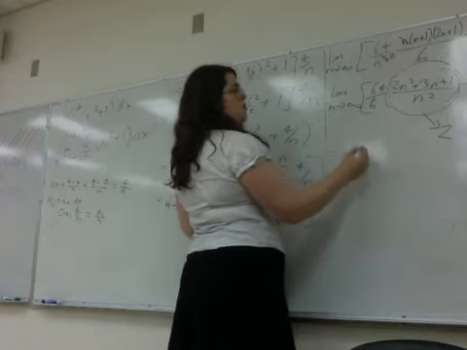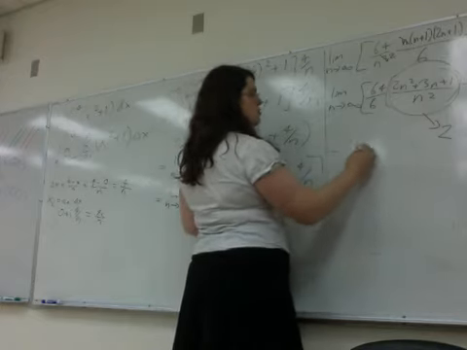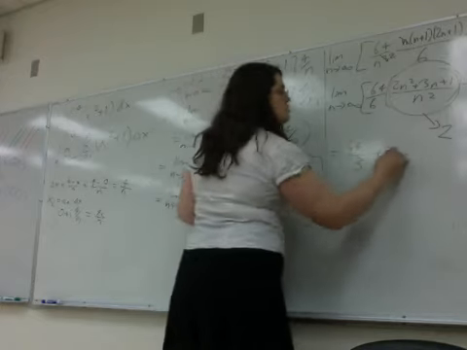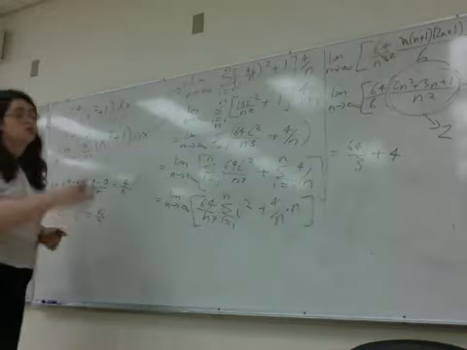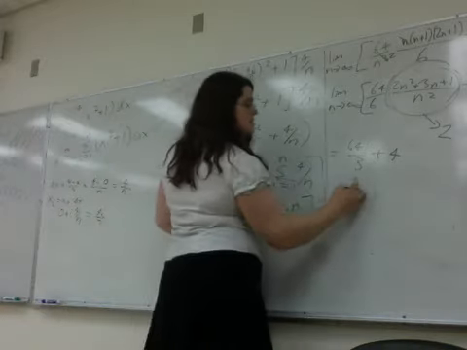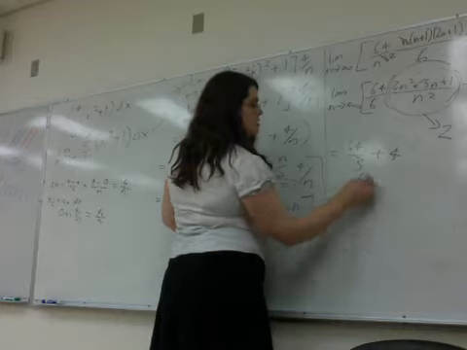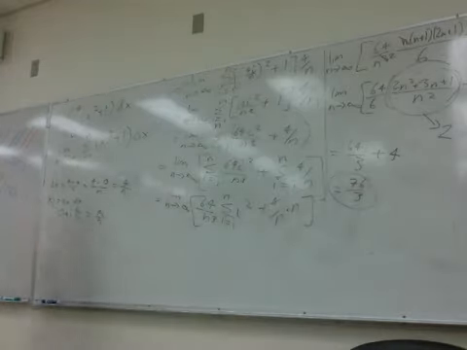So 64 over 6 times 2 gives you 64 over 3. And then I've just got to add 4 to it. 4 is the same thing as 12 over 3, so the whole thing is 76 over 3. That's what this integral will give you.